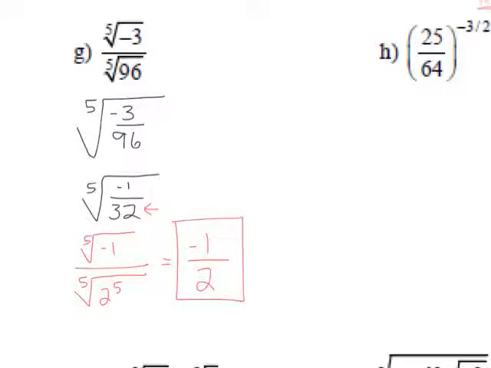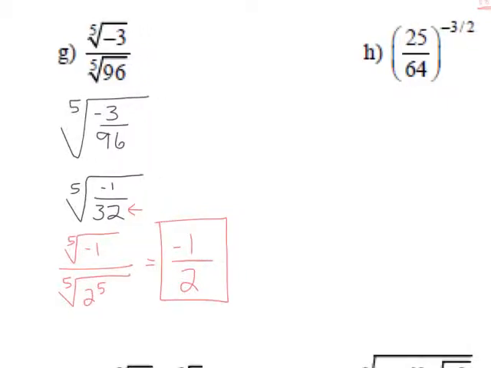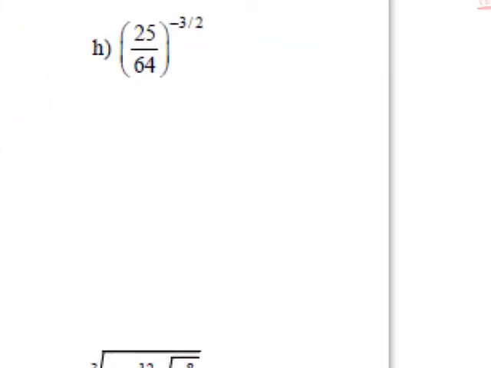Okay, finally, example 1H. I see the negative exponent, and that makes me want to flip the fraction so that it becomes a positive exponent. So I'm going to go ahead and write this as 64/25 to the 3/2. That's removing the negative exponent. The next thing I'm going to do is take this 3/2 and perhaps write it as a radical expression.